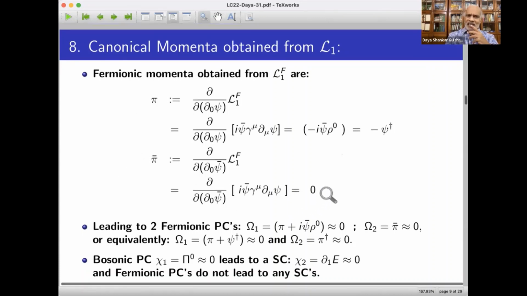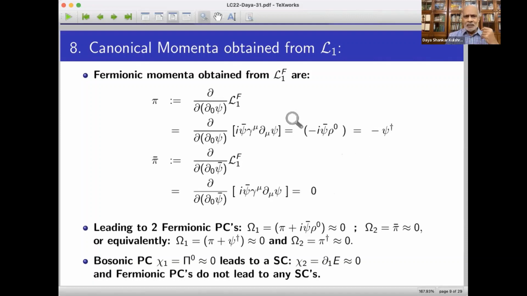So what is this? What does it tell me physics wise? It tells me that the fields psi and psi dagger, or psi and psi bar, are to be treated as independent fields. One cannot be obtained from the other. And the same holds for pi and pi bar, or pi and pi dagger. One cannot be obtained from the other. So they are independent fields.